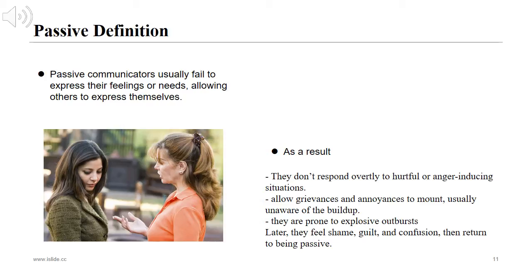So, as a result, passive individuals do not respond overtly to hurtful or anger inducing situations. Instead, they allow grievances and annoyances to mount, usually unaware of the build-up. But once they have reached their tolerance threshold for unacceptable behavior, they are prone to explosive outbursts, which are usually out of proportion to the triggering incident. After the outburst, however, they may feel shame, guilt, and confusion, so they return to being passive.